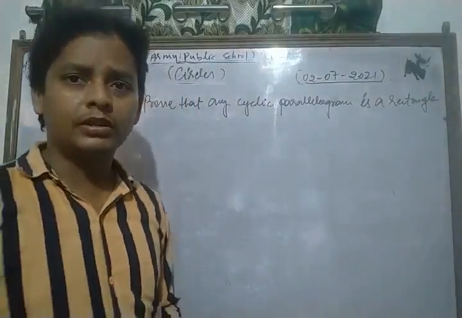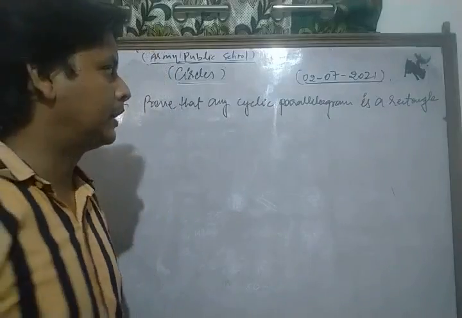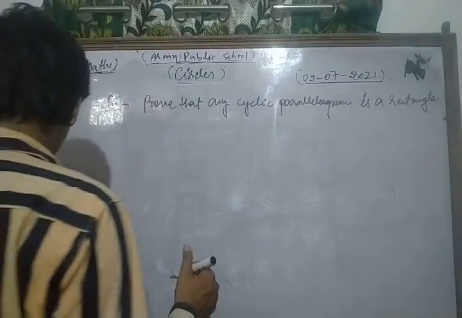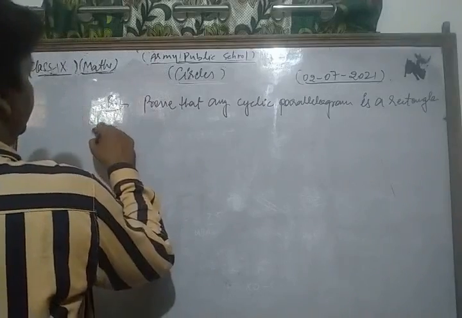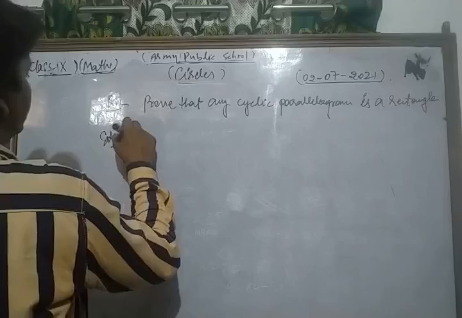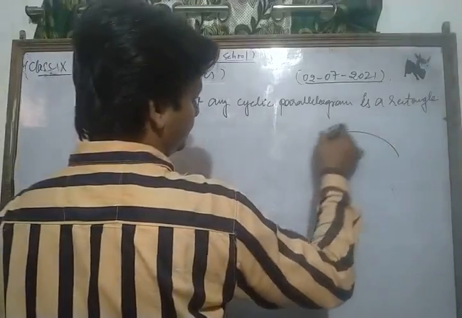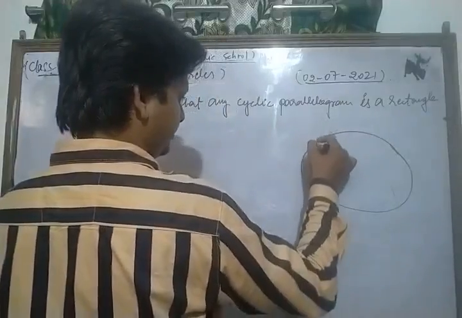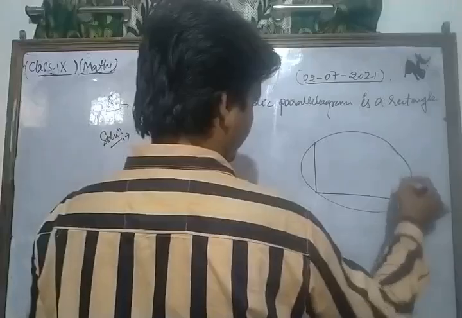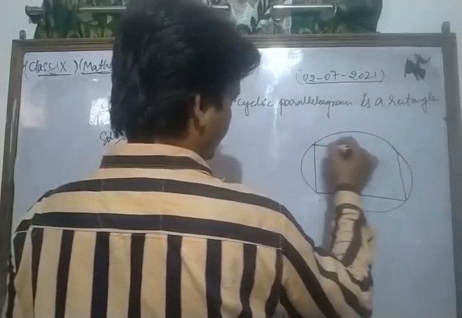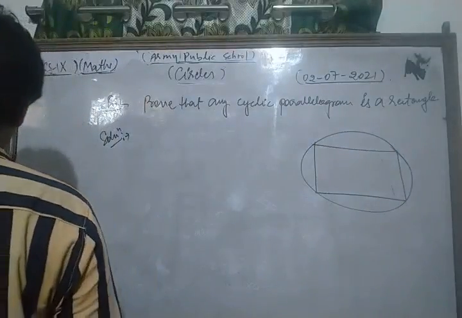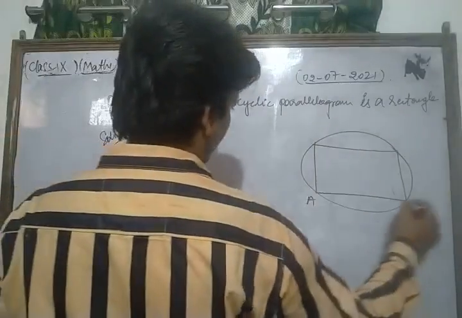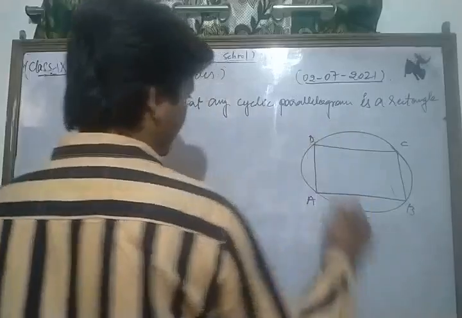So first of all, dear student, we draw a cyclic parallelogram. Okay, let's see its solution. First of all, take a circle in which, now look, we take ABCD as a cyclic parallelogram.